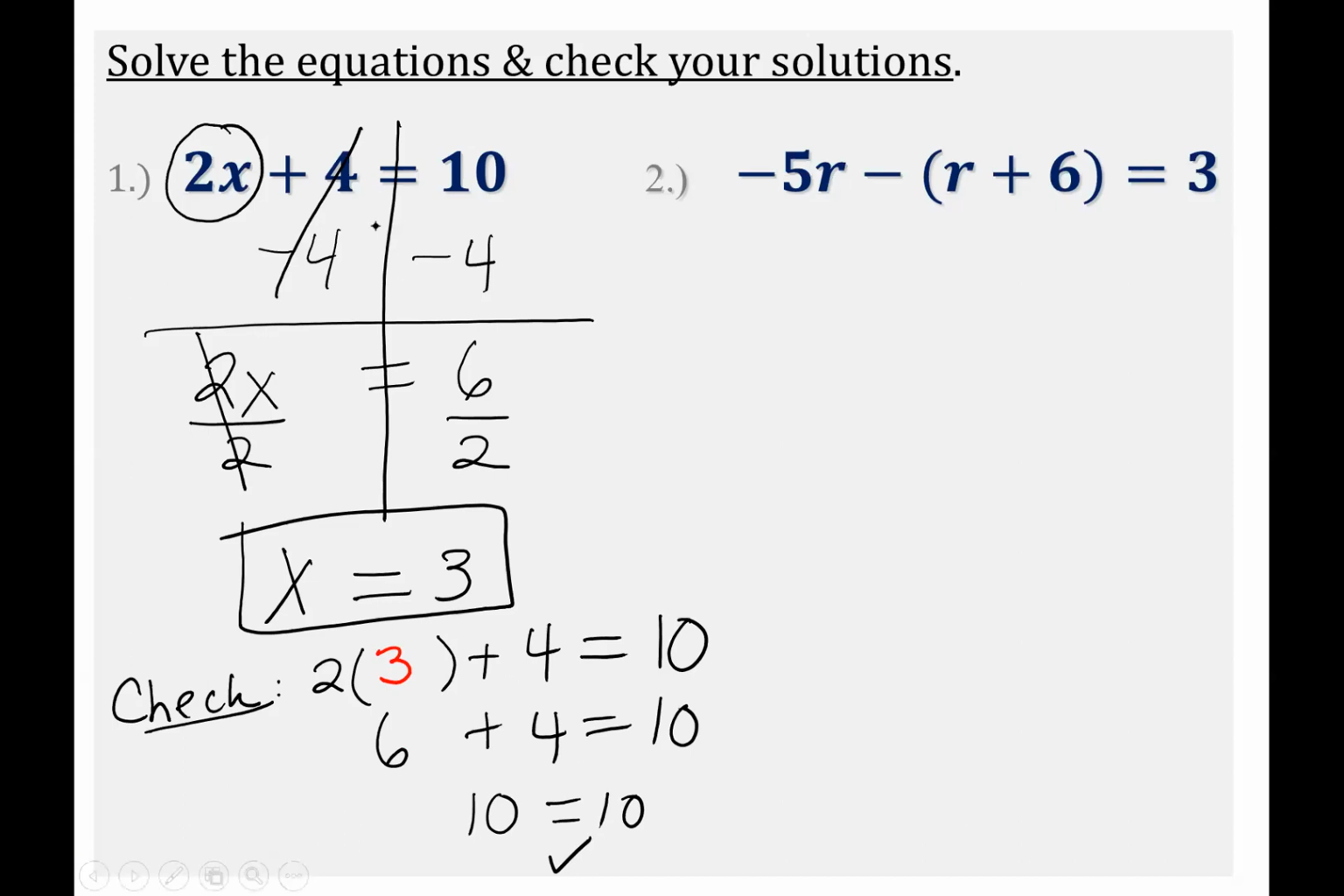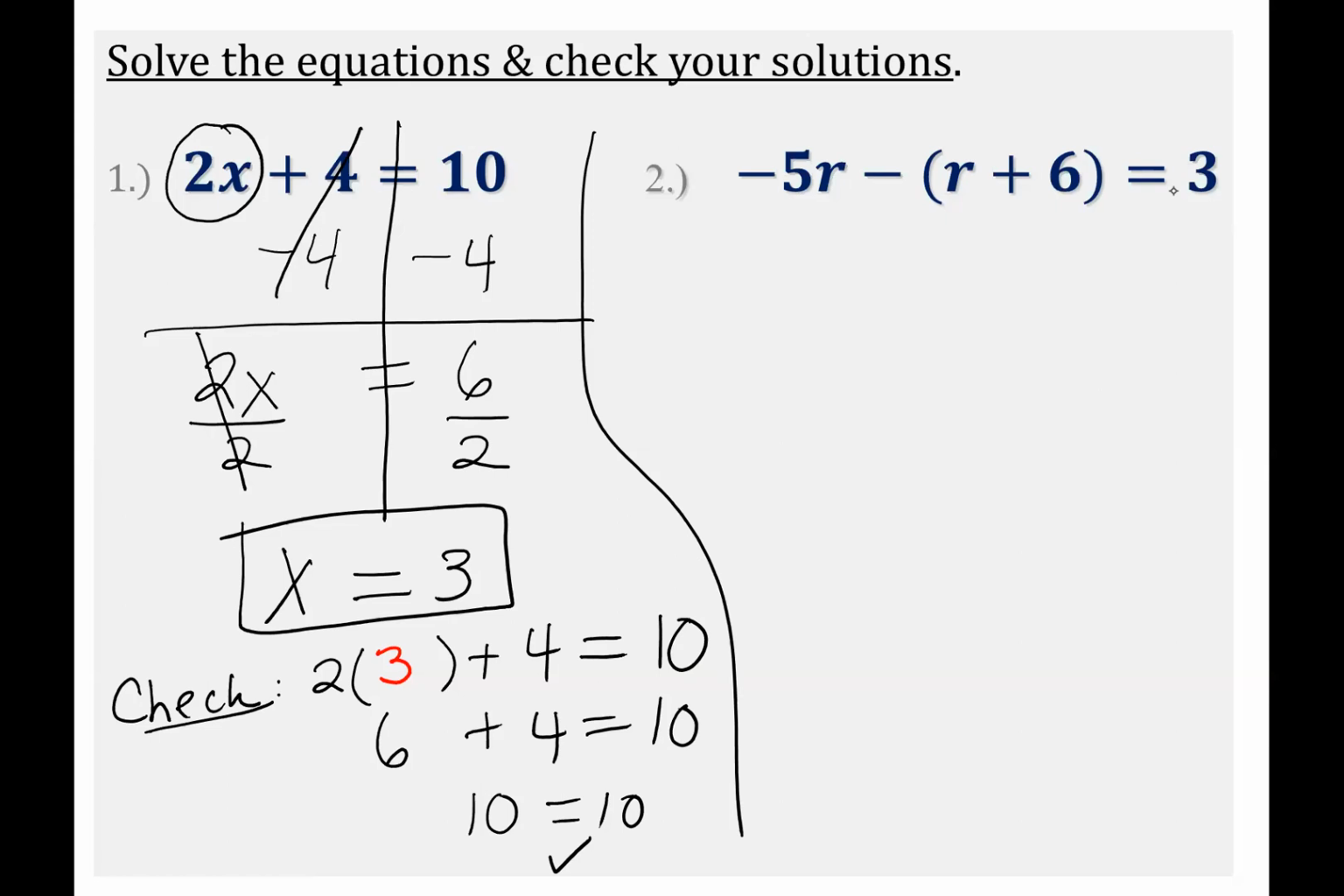Okay, so that problem was pretty much just 2 steps. I had to subtract 4 on both sides and then divide by 2 on both sides. And then we checked. All right, next problem, a little bit longer, number 2. Negative 5r minus parentheses r plus 6 equals 3.